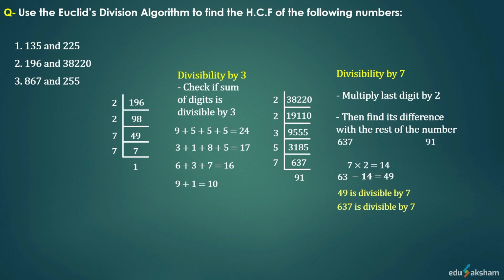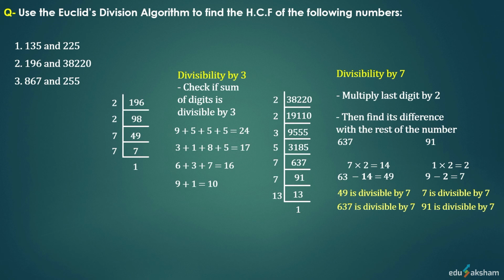Again, we will multiply the last digit of 91, which is 1, with 2, which gives us 2. We will then find the difference of 2 with the rest of the number, which is 9. The difference we get is 7. Since 7 is divisible by 7, the number 91 is divisible by 7. Dividing 91 by 7, we get 13. Since 13 is a prime number, the only prime number which can divide 13 is 13 itself. Hence, we have found the prime factors of both these numbers.